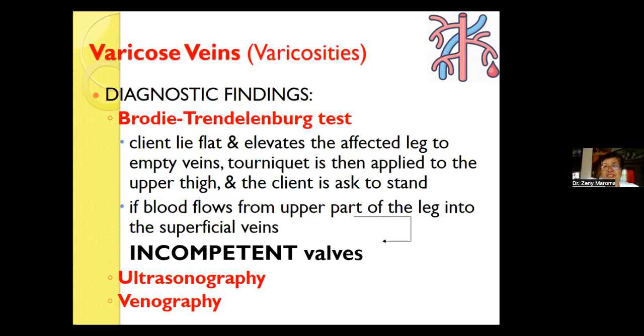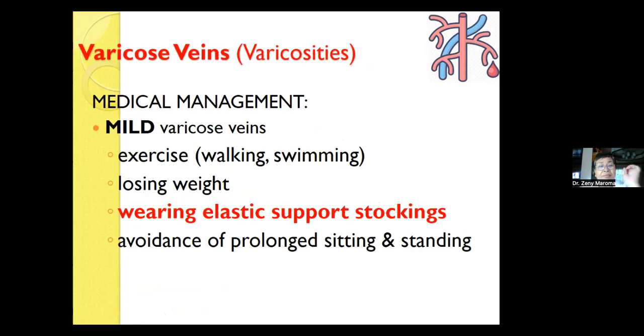Again, lie flat, elevate the leg. It will promote venous return, so the veins are empty. Tie the thigh, then have the patient stand. If the veins distend, it means the veins are filled from above. The cause is incompetent valves. Ultrasound and venography can also be done. So what is the medical management?